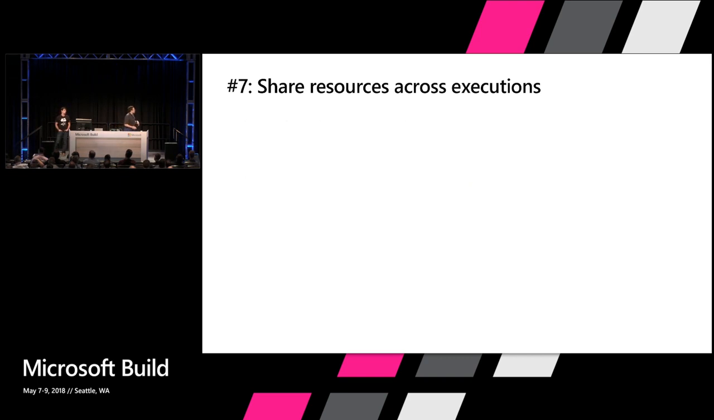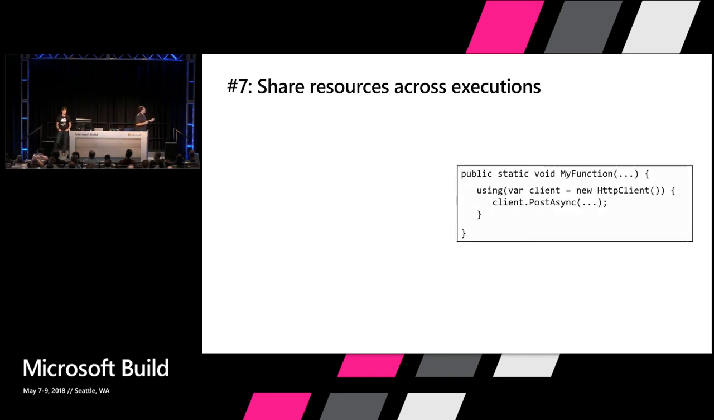So the code that I see more often than anything else is something just like this, and I hope you can read it, okay? So I have my Azure function code here, and inside my code I see using var client equals new HttpClient, and then I say client.PostAsync. Now raise your hand if you think there's something wrong with this code. Raise your hand. Everyone raise your hand. Okay. So this is, in fact, for a number of reasons, an anti-pattern.